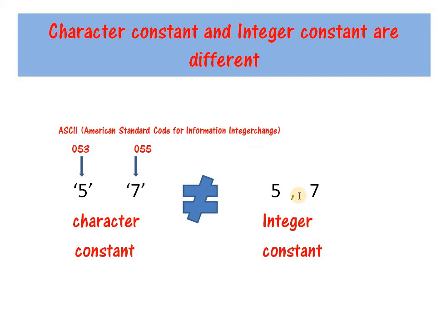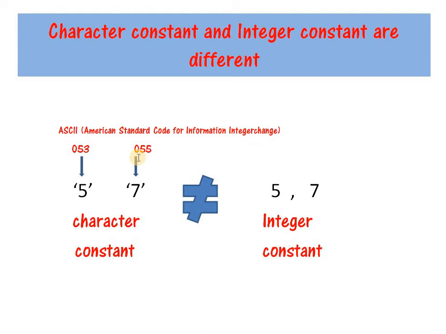Every character constant has a unique number or unique integer value. That unique number or value is called the ASCII value. ASCII means American Standard Code for Information Interchange. So a character constant has a unique integer value in ASCII. These are those values. For 5 it is 053, for 7 it is 055. ASCII values are not only integers; alphabets, special symbols and integers are used in ASCII values.